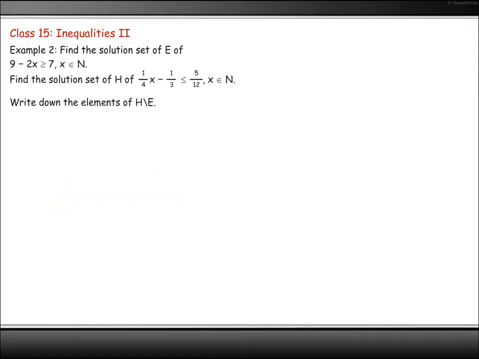Example 2. Find the solution set E of 9 minus 2x is greater than or equal to 7 for x an element of N. Find the solution set H of a quarter x minus 1/3 is less than or equal to 5/12 for x an element of N. Write down the elements of H less E.